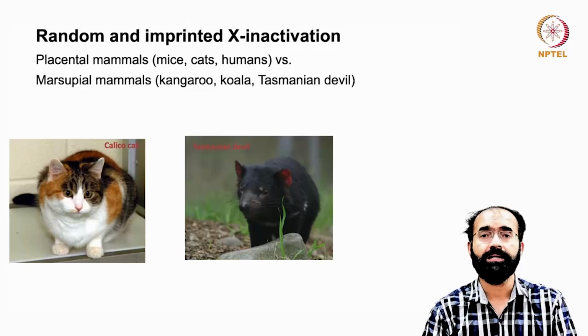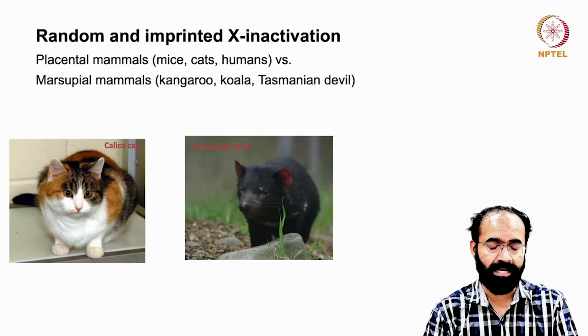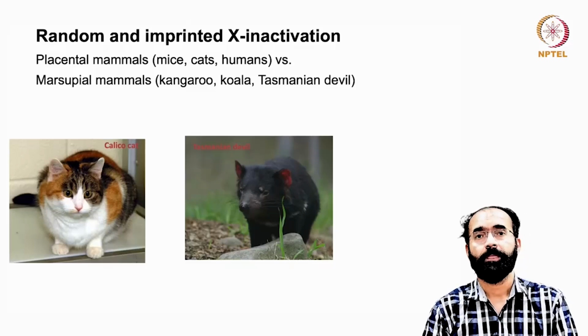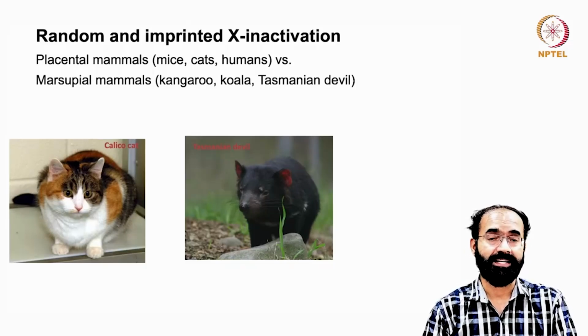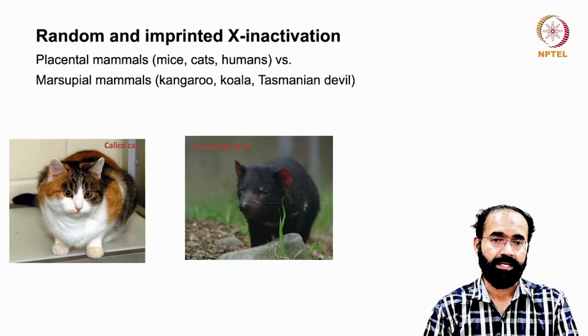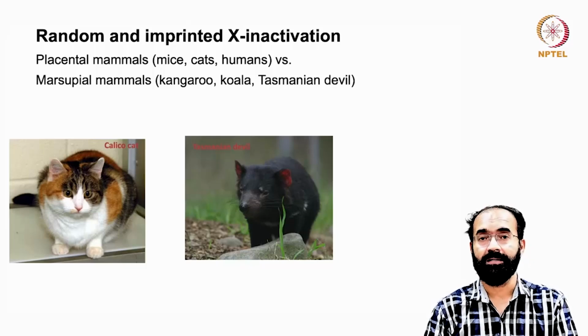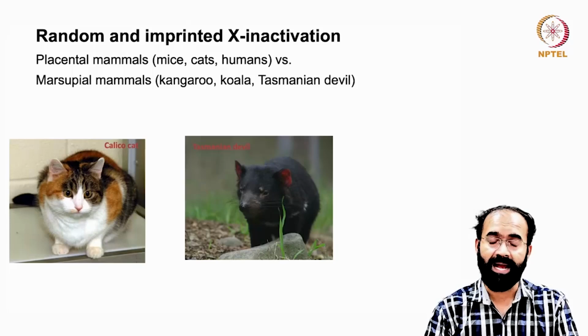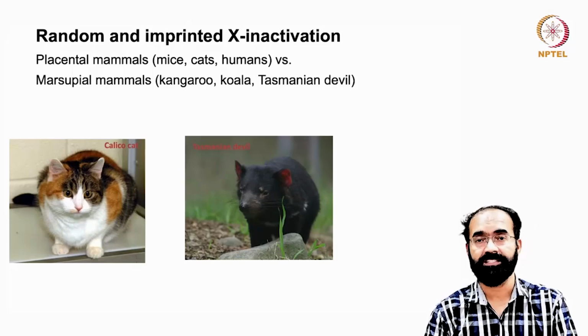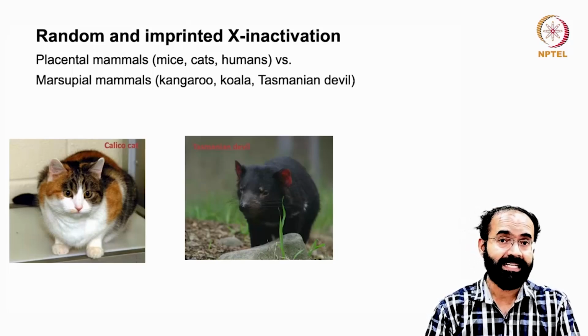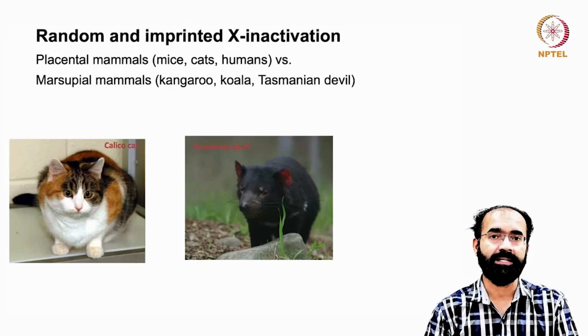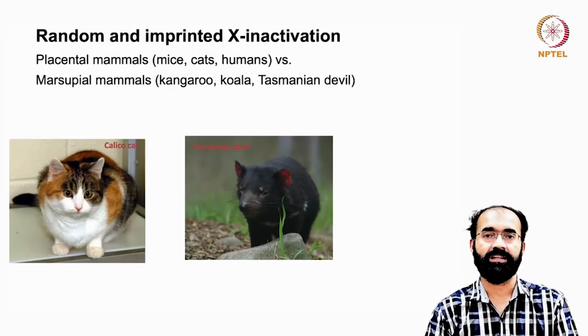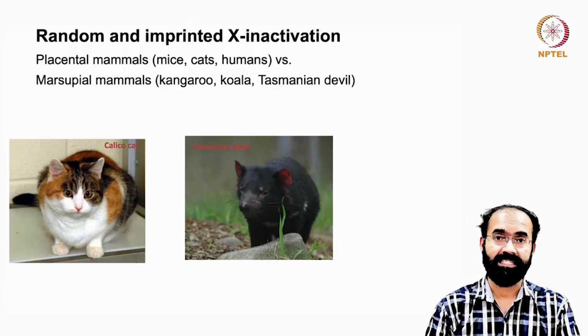These are animals which follow a unique set of X-inactivation, in which by default the paternal copy is inactivated. Whereas in placental mammals, like mouse, cat, humans, etc., it is not like that. Initially, it is the paternal copy that is inactivated. Later, during the developmental stage, there is a selection taking place.